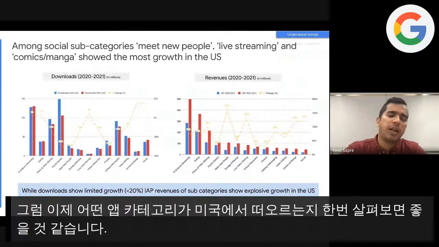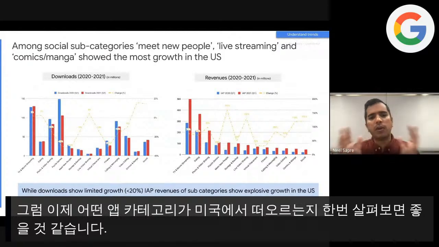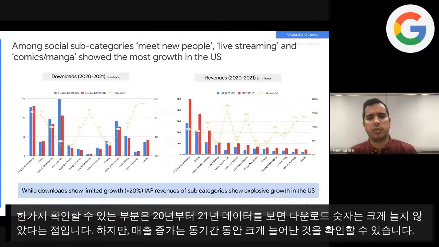Now let's look at what sort of verticals or subcategories are on the rise. Overall, if we look at the picture, what we can see is that downloads have not shown as much growth from 2020 to 2021. But we see that revenues have grown really fast. So that's a very interesting point over here.